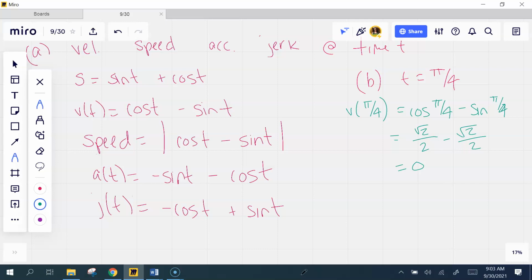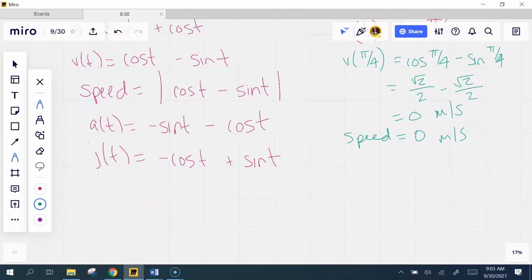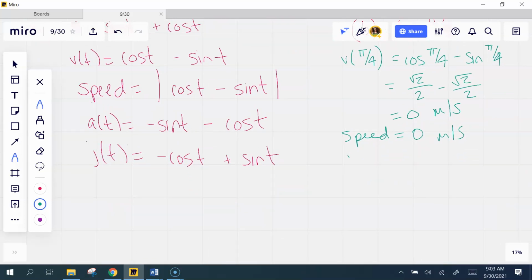All right, speed. What's the speed here? Absolute value of 0. Make sure you put units: meters per second. Because speed is the absolute value of velocity. Always.